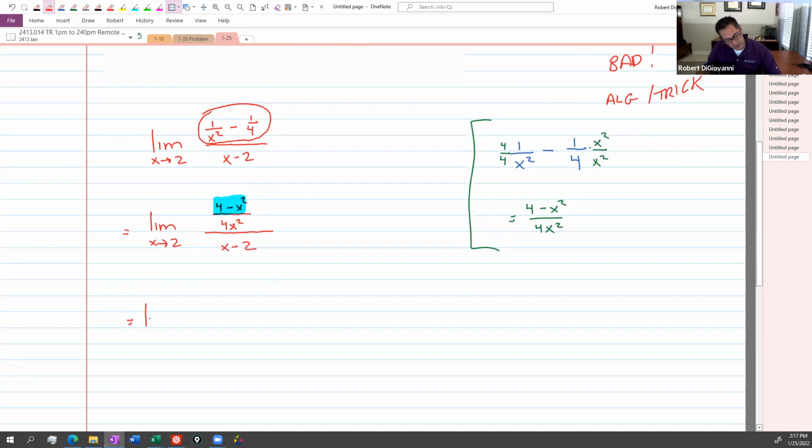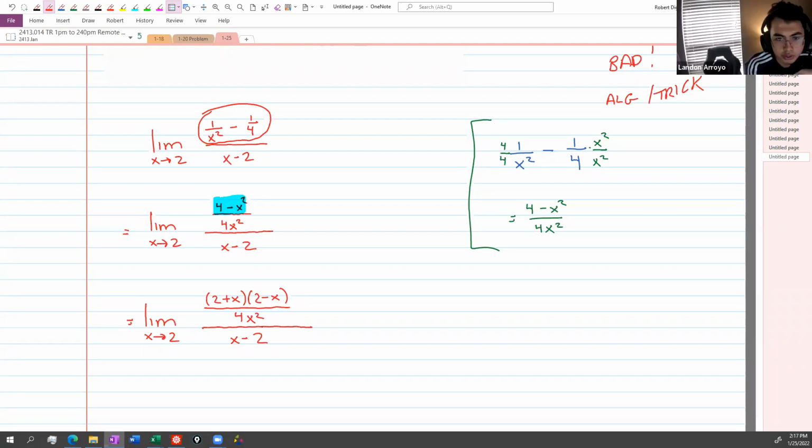Equals limit. See, I'm still writing the limit. I just love writing limit. It factors to be 2 plus x, 2 minus x. It doesn't matter which order. You could do 2 minus x, 2 plus x. That's irrelevant. It's multiplication, so the order doesn't matter. Is that all right, everyone? Yes. Did that help? Yes, it did.